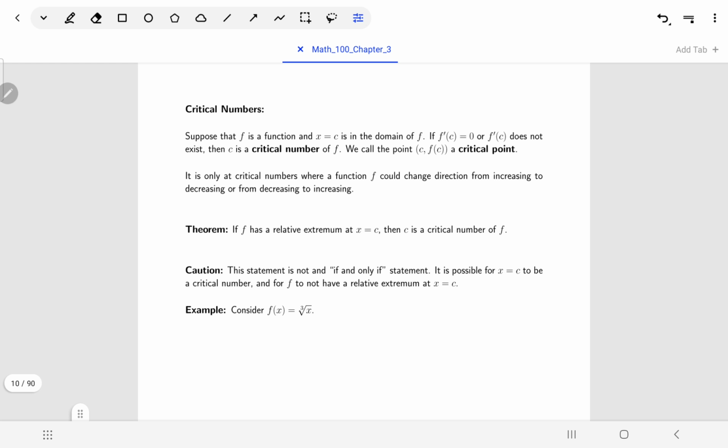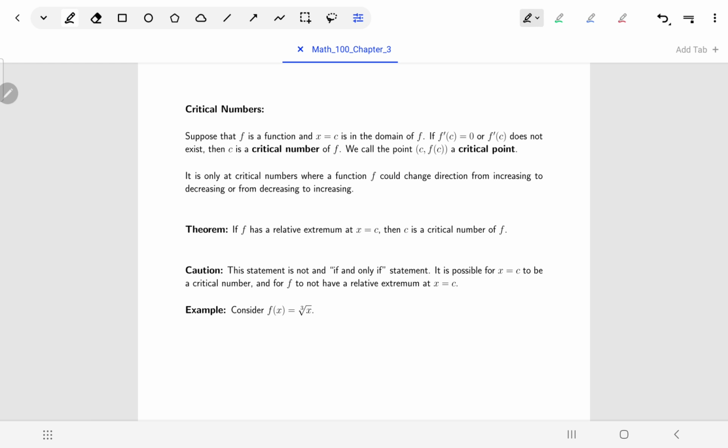So if I tell you I've got a function and there's a relative extremum when x is equal to 3, then I know that 3 is a critical number, which means either f prime of 3 is equal to 0 or f prime of 3 is undefined. We have to be careful here. This is a statement that really only goes in one direction. If you have an extremum, then you'll have that being a critical number. The reverse is not true. If I give you a critical number, that's not necessarily a point where there's going to be a relative extremum.